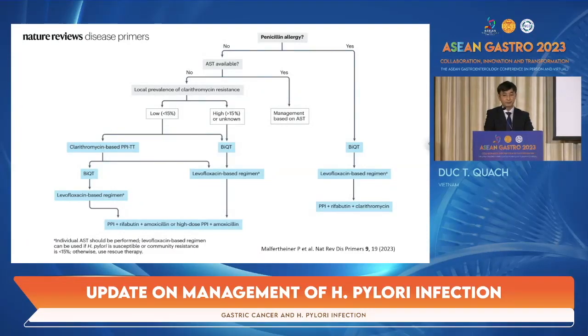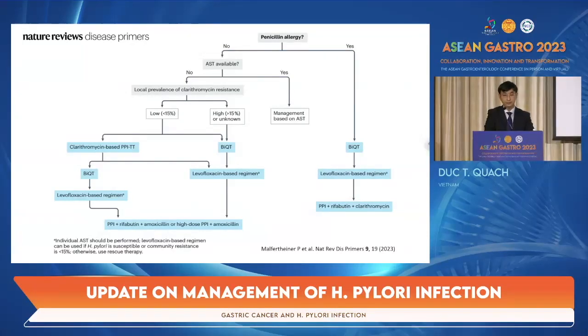If we fail, then we should consider bismuth quadruple therapy or levofloxacin-based triple or quadruple therapy. If we still fail, then again, it is very important that we base the choice on local antibiotic resistance. In rescue therapy, the recommendation is that we can use PPI, rifabutin, and amoxicillin, or high-dose PPI plus amoxicillin. For a patient with penicillin allergy, bismuth quadruple therapy should be the first choice.